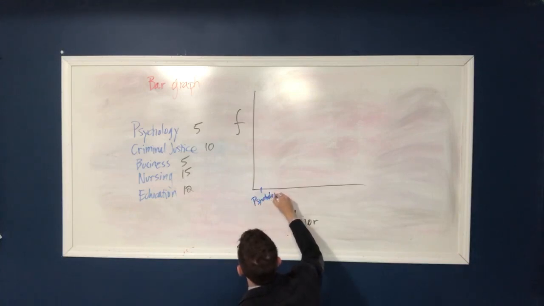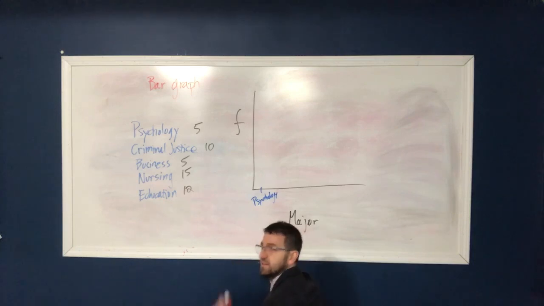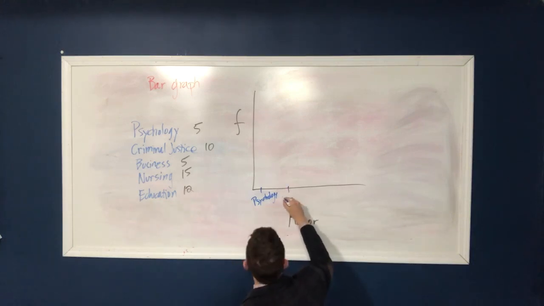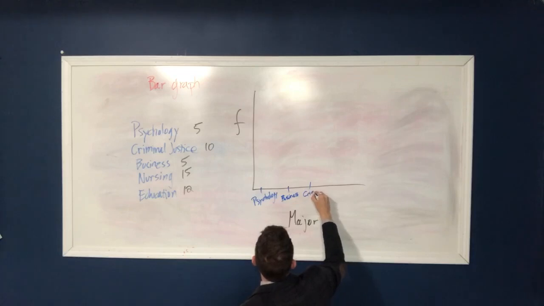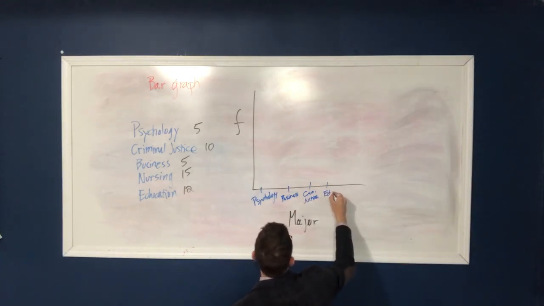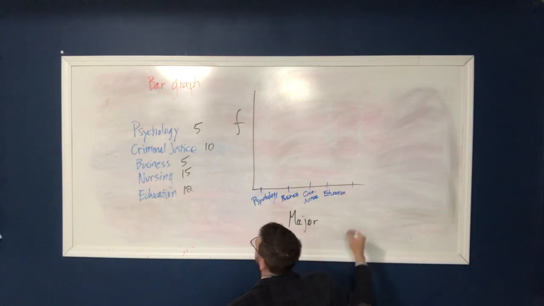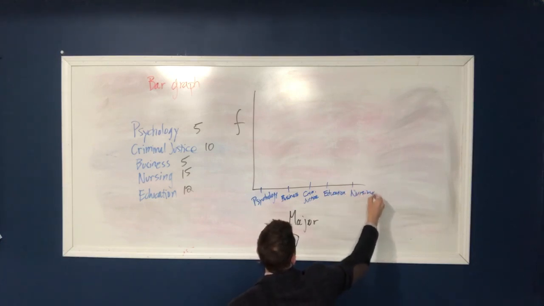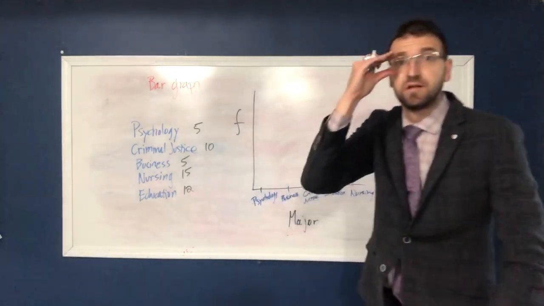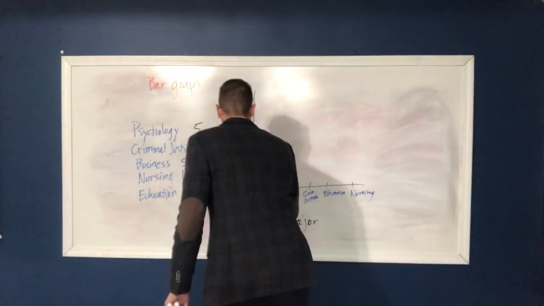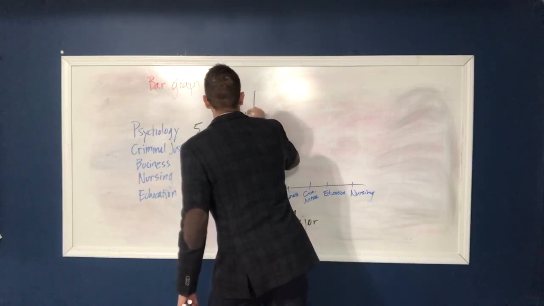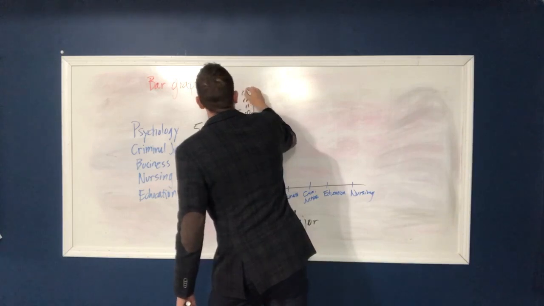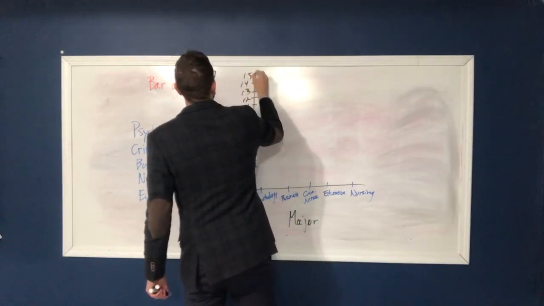So, but here, I'll put psychology first because I'm a psychologist and the least amount of students are there. And then we'll go business. And then we'll go criminal justice. Okay, and then we'll go education. And then we'll go nursing. Okay, I forgot to write up the actual frequency value, so let me do that right now. 1, 2, 3, 4, 5, 6, 7, 8, 9, 10, 11, 12, 13, 14, 15.